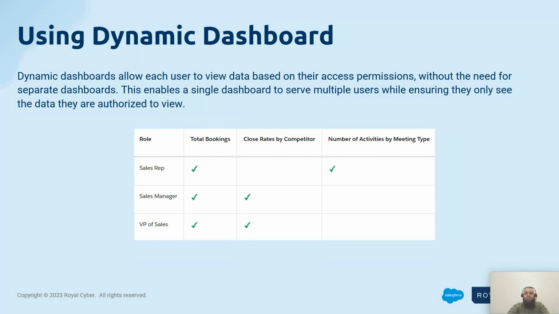All users only see data they can access. Sales reps see their own bookings and activities. Managers see bookings and close rates for the reps they manage. The VP sees bookings and close rates for the whole team. Because the metrics are the same for managers and the VP, you can use the same dynamic dashboard for both roles. The dynamic dashboards feature reduces the number of required dashboards from 45 to only 2.